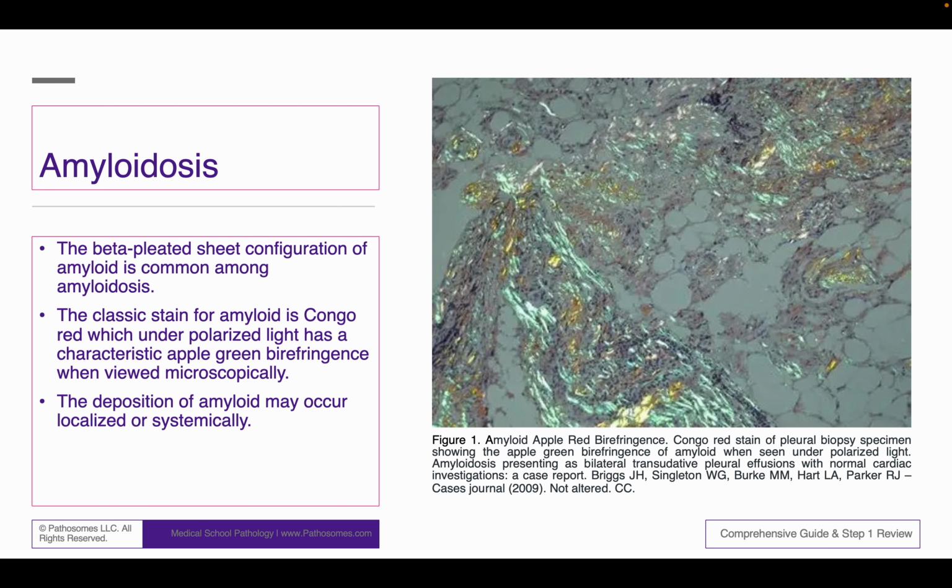Regarding amyloidosis, the beta-pleated sheet configuration of amyloid is common among amyloidosis. Beta-pleated sheet. What's the classic stain for amyloid? Congo red. You will be asked that. The classic stain for amyloid is Congo red, which under polarized light has a characteristic apple green birefringence when viewed microscopically.